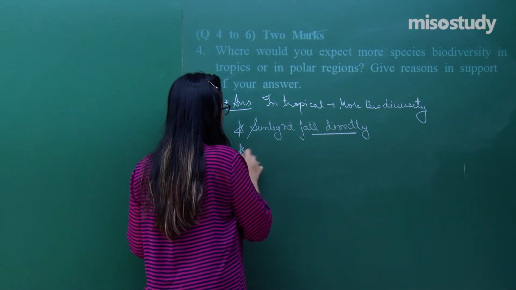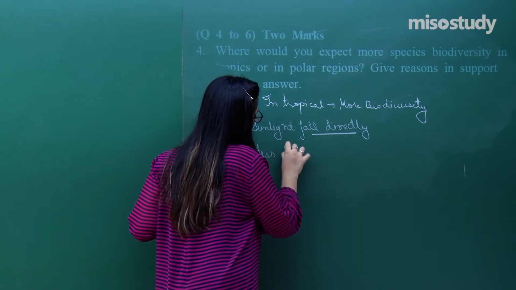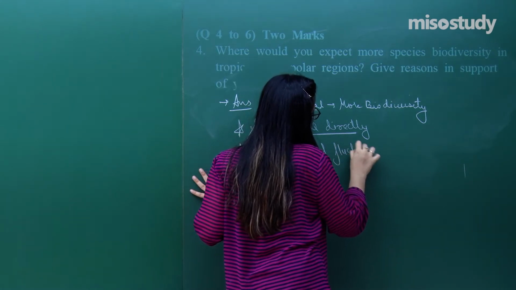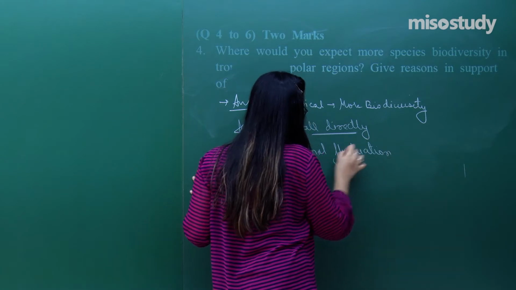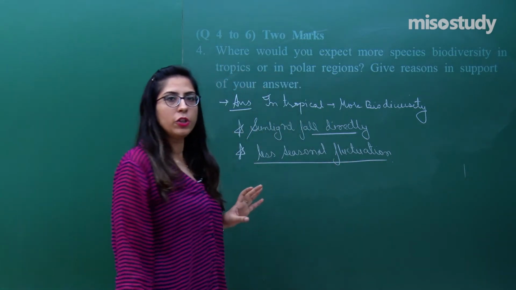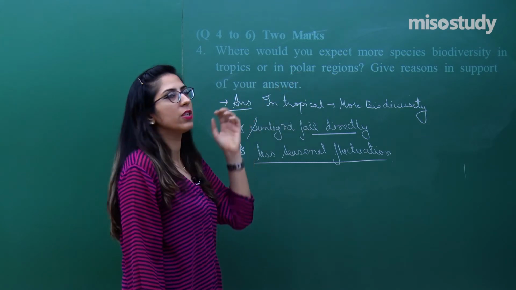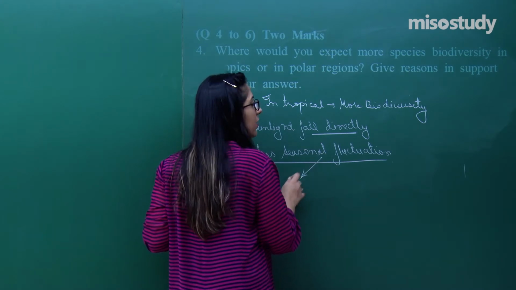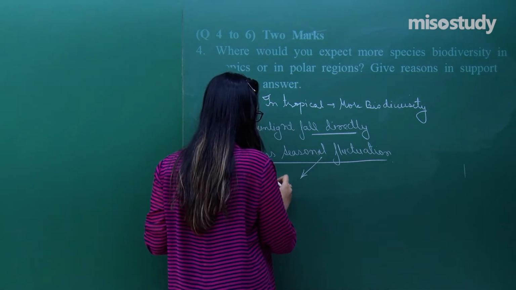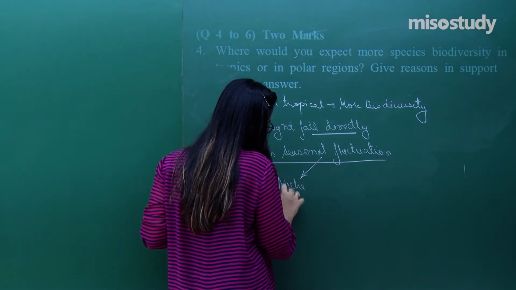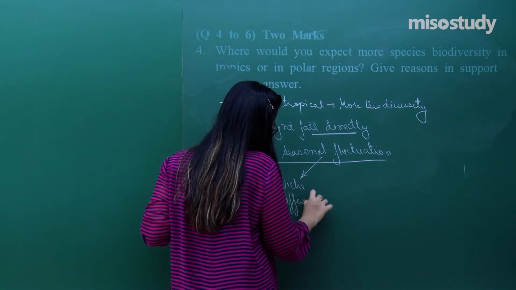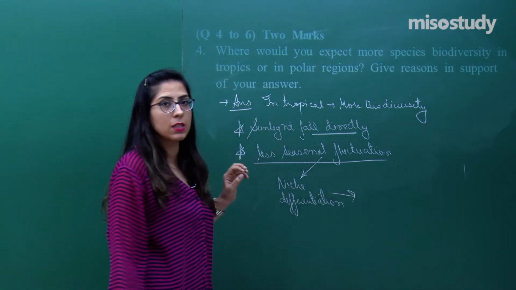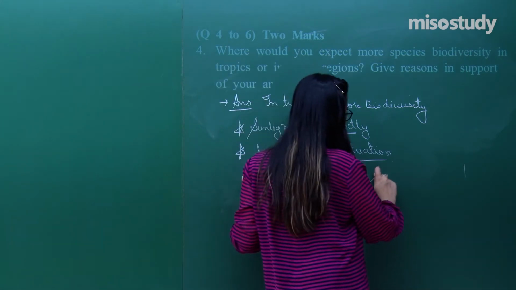Another is less seasonal fluctuation. Due to which organisms living in those regions will have niche differentiation. They will have a specific niche. When niche differentiation is there and no fluctuation can be seen, then definitely it will lead to speciation.